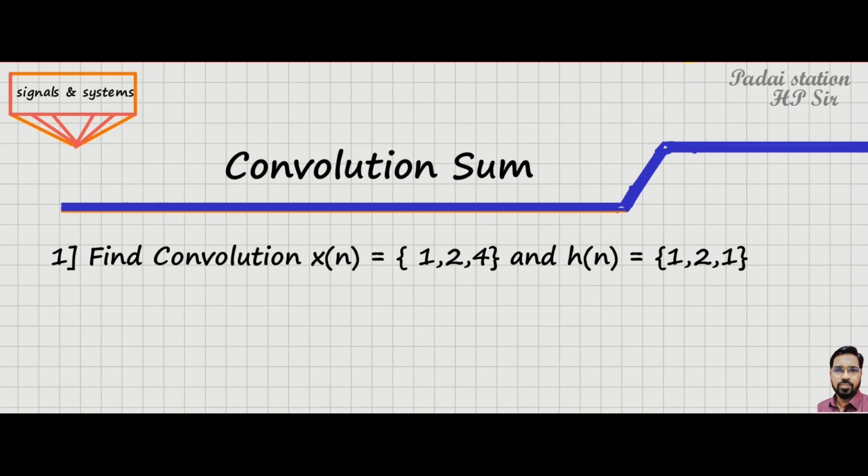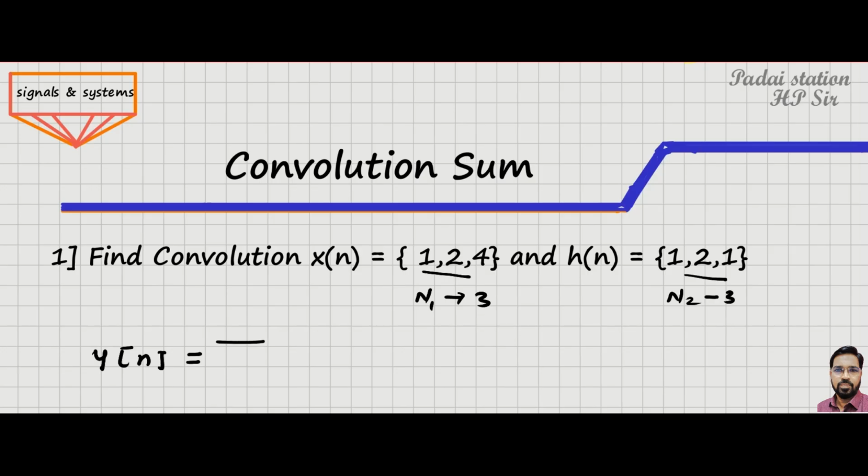Before solving this example, I would like to tell you one thing. This is a finite sequence. The number of samples n1 in x of n is 3 and the number of samples n2 in h of n is also 3. There is a procedure to find the convolution of two finite sequences as compared to the convolution of infinite length sequences. We'll see that in the next video.